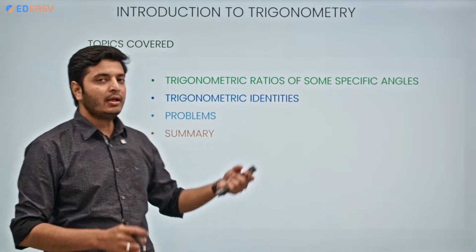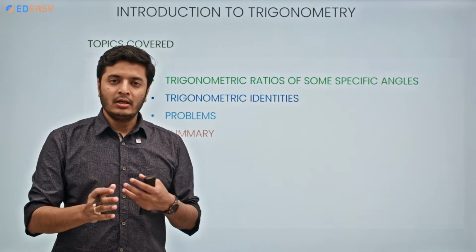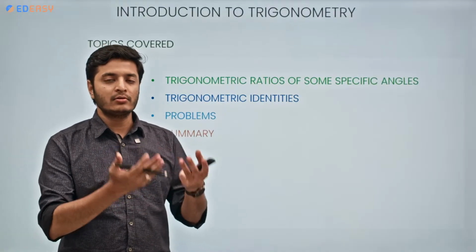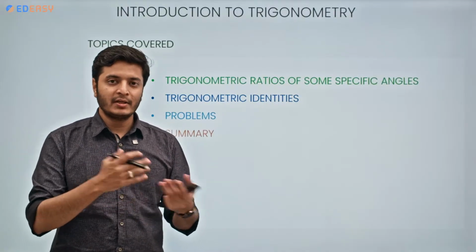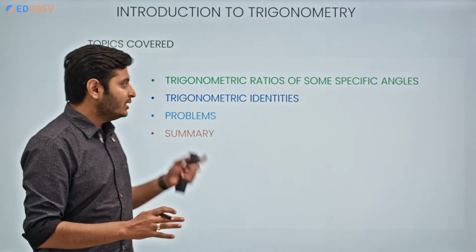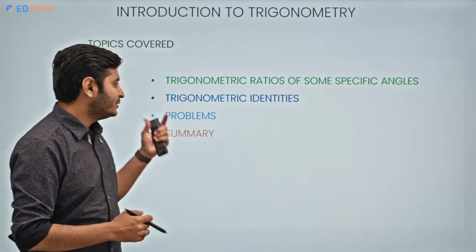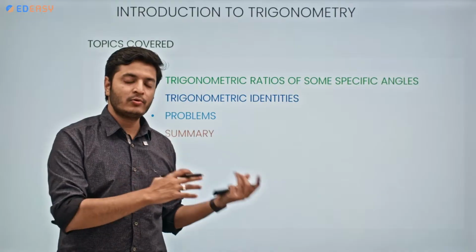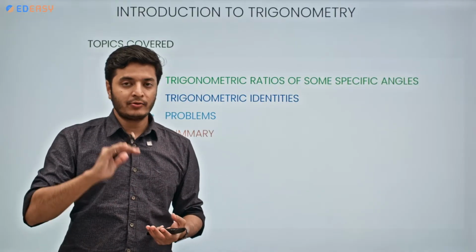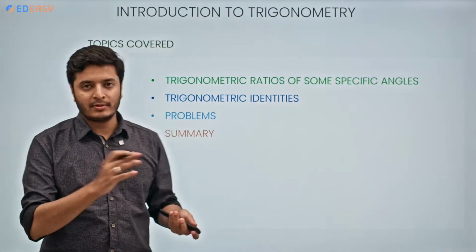Then trigonometric identities. We are already familiar with identities, no? Like a plus b whole square, a minus b whole square, a square minus b square. These are algebraic identities. In this session we are going to discuss trigonometric identities. Then problems, of course, the most important part: how to solve problems based on this chapter, how to approach them, how to solve them, prove them, correct? And then we are going to summarize the chapter.